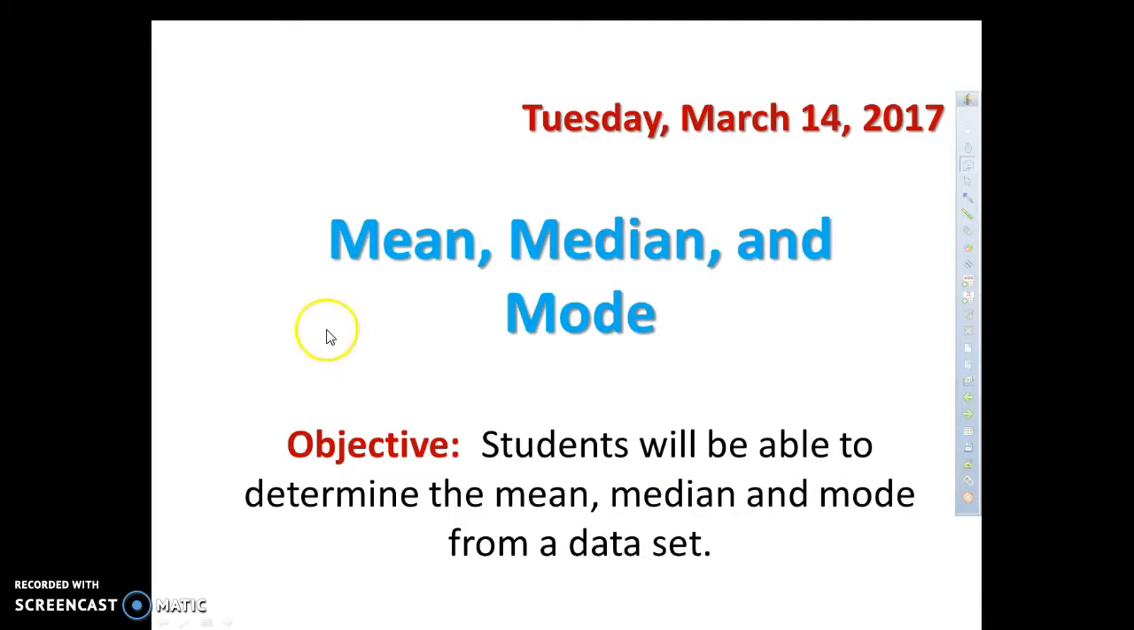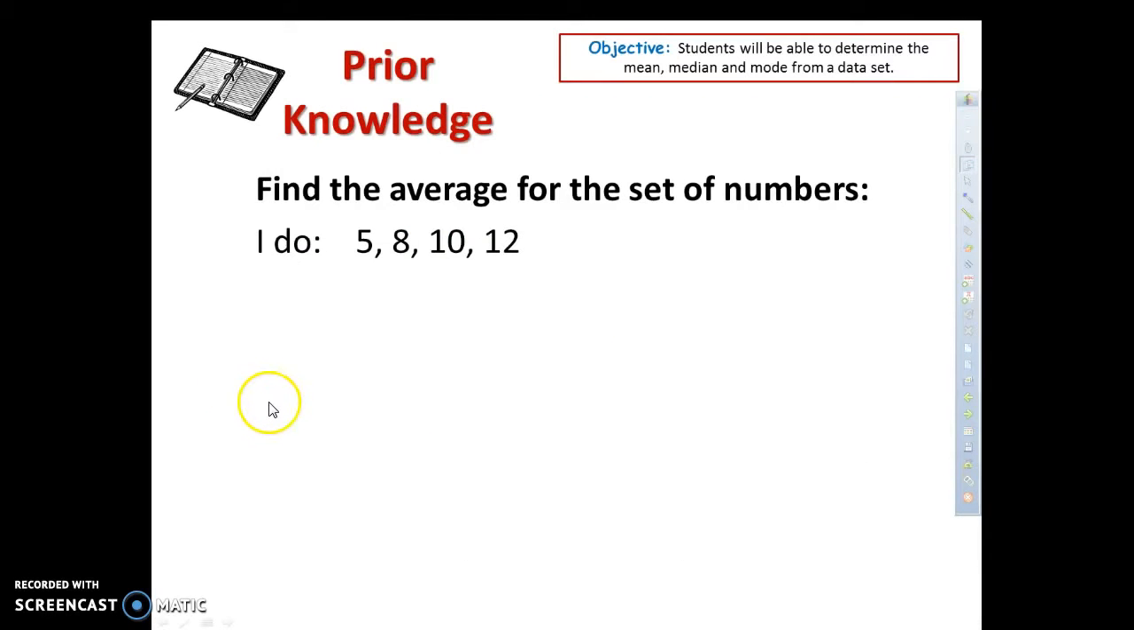So the three M's, mean, median, and mode. I want to activate your prior knowledge just by talking about the average. If I want to find the average for this set of numbers, notice I have four numbers, and my average is if I just add all of these together and then divide by how many numbers there are. So 5 plus 8 plus 10 plus 12 gives me 35, and then I divide by 4 to give me 8.75. Therefore, my average is 8.75.